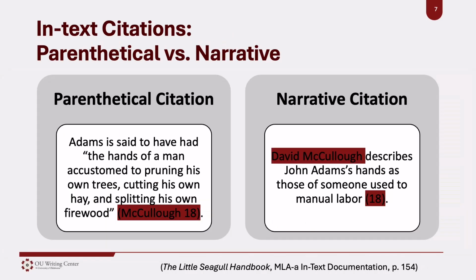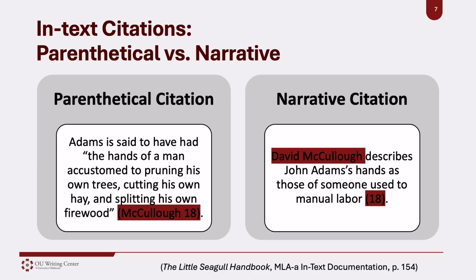In general, there are two types of in-text citations. The first is called a parenthetical citation. This is the example on the left side of this slide. This type of citation occurs at the end of the sentence with the author's last name followed by the page number. These are then placed within parentheses with the period following after the closed parentheses.